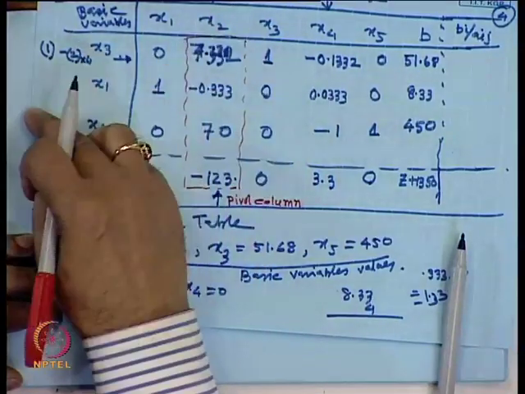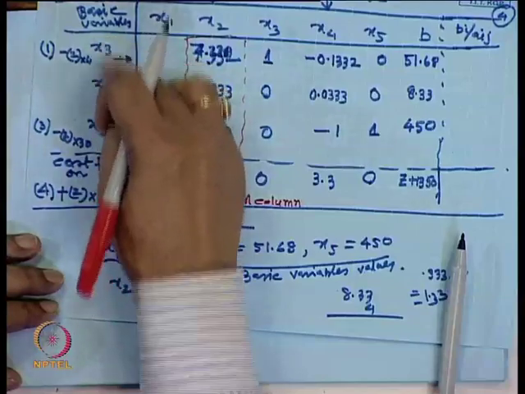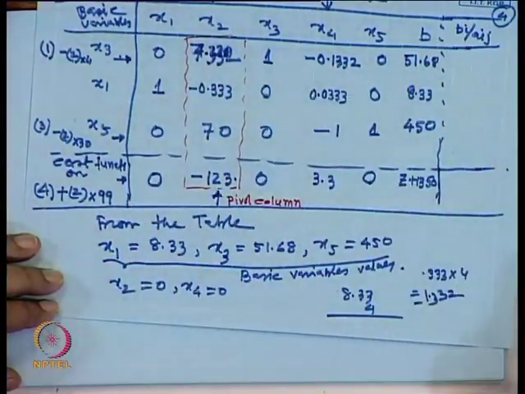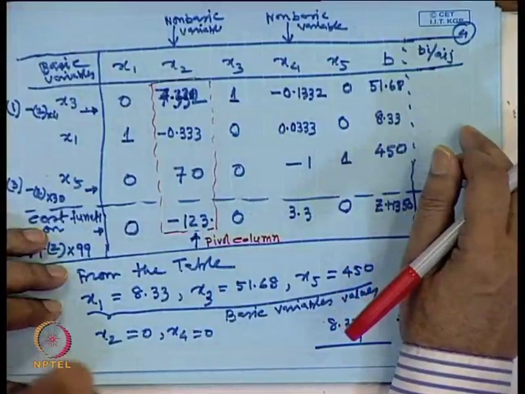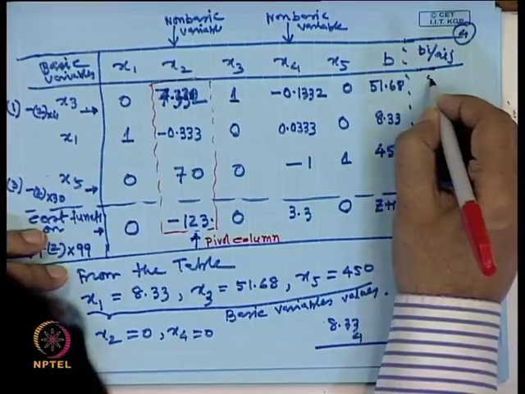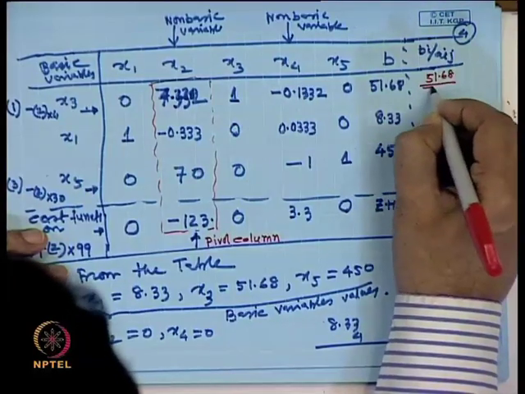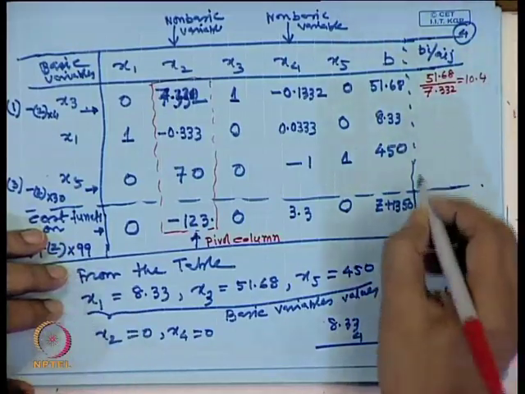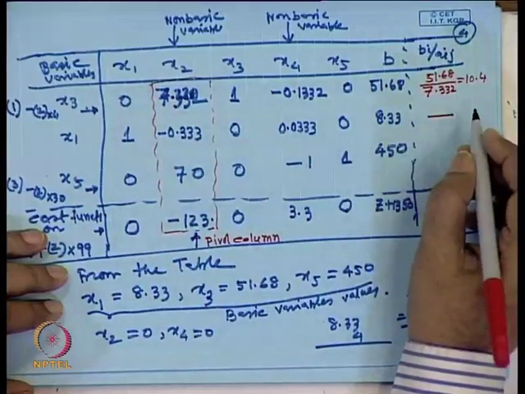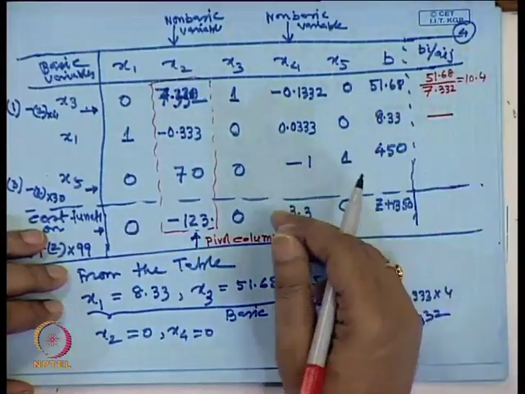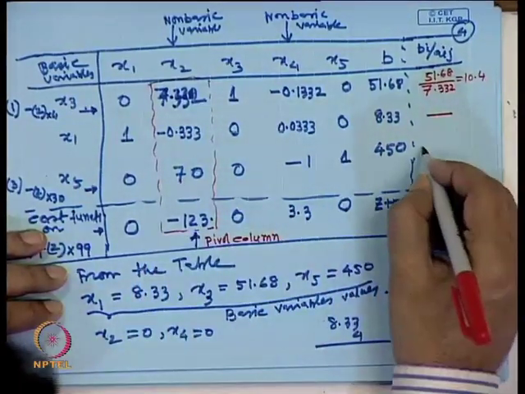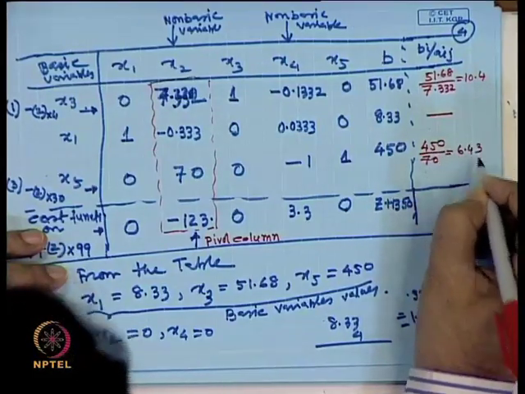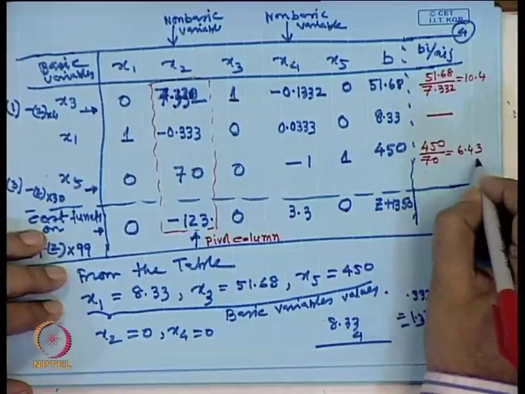Now, I have to find out, if x2 becomes a basic variable, which basic variable will leave in place of x2. That will be decided by the ratio, which we explained when discussing the algebraic approach. So, this ratio will be 51.68 divided by 7.332, and that value comes to 10.4. Agree? And for this negative one, I told you, do not care, because it will not help decrease our function value. Then 450 divided by 70, this value comes to 6.43, and the lowest positive ratio is this one.